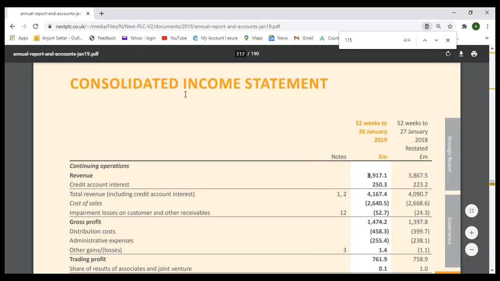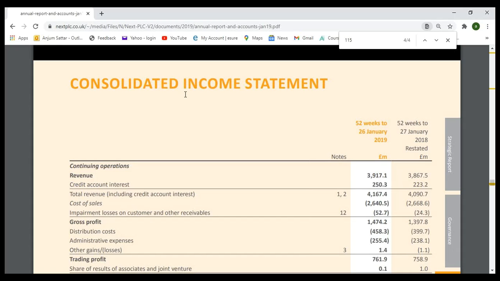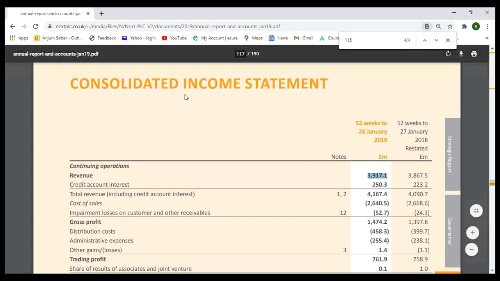Okay, so we'll see here continuing operations. Continuing means the business will carry on running. So we have a revenue, how much sales we have. These are in millions, 3917 million. And last year, you will see there is an increase in sales. Then we have a cost of sales. You can argue there are a lot of sub adjustments, so if you want to read thoroughly, you can go through these notes. Under these statements, we have notes, a full explanation of where these figures came from.